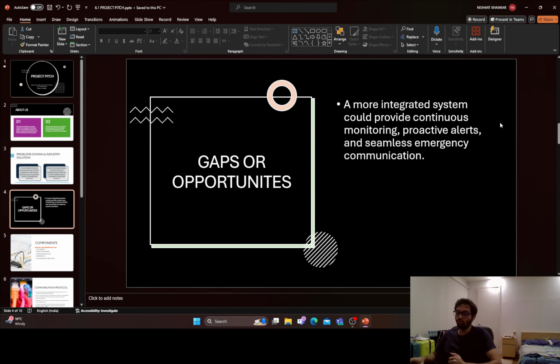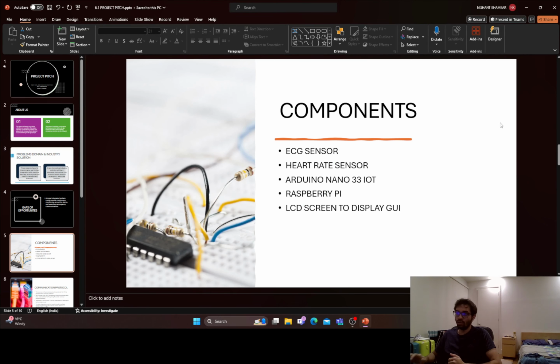So let's move on to the components of this project. In these components, we are using an ECG sensor, one heart rate sensor, which can measure pulse rate also, an Arduino Nano 33 IoT, a Raspberry Pi, and one monitor or LCD screen to display the GUI.